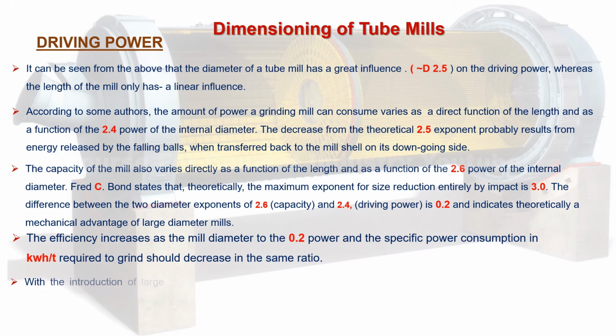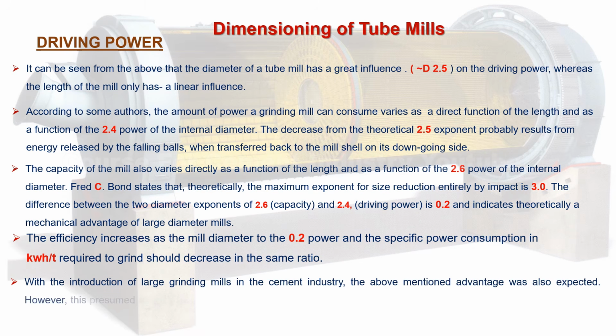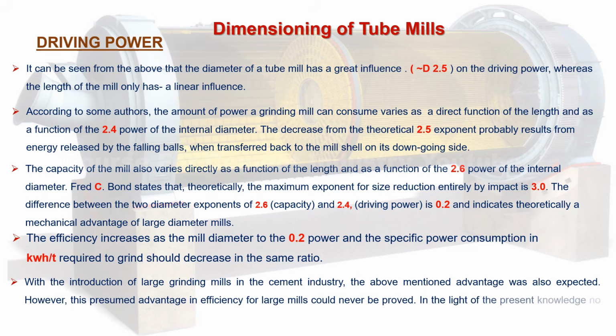With the introduction of large grinding mills in the cement industry, the above-mentioned advantage was also expected. However, this presumed advantage in efficiency for large mills could never be proved. In the light of the present knowledge, no evident difference in efficiency between smaller and bigger mills exists.